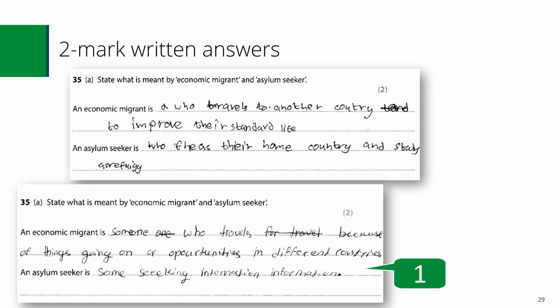that this is optional, that there's a pull, presumably of better work going on. The second definition, though, is a problem. Some seeking international information. There's nothing there to convince us that the student really knows what an asylum seeker is, so unfortunately, no mark could be awarded there.